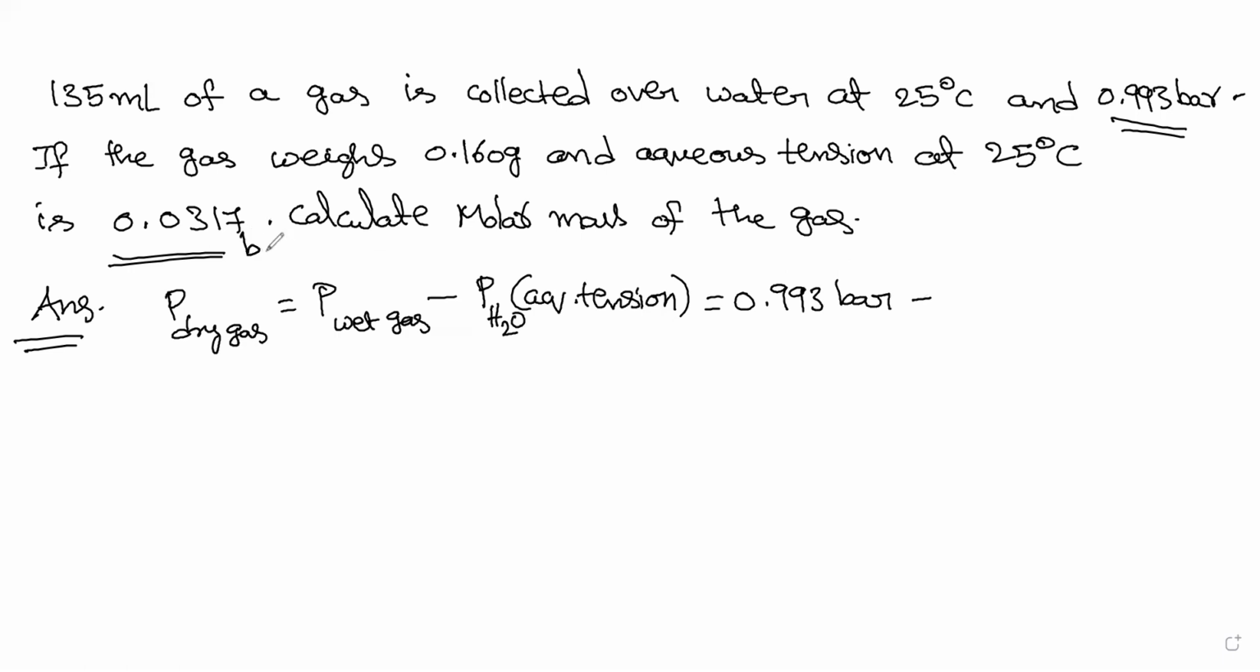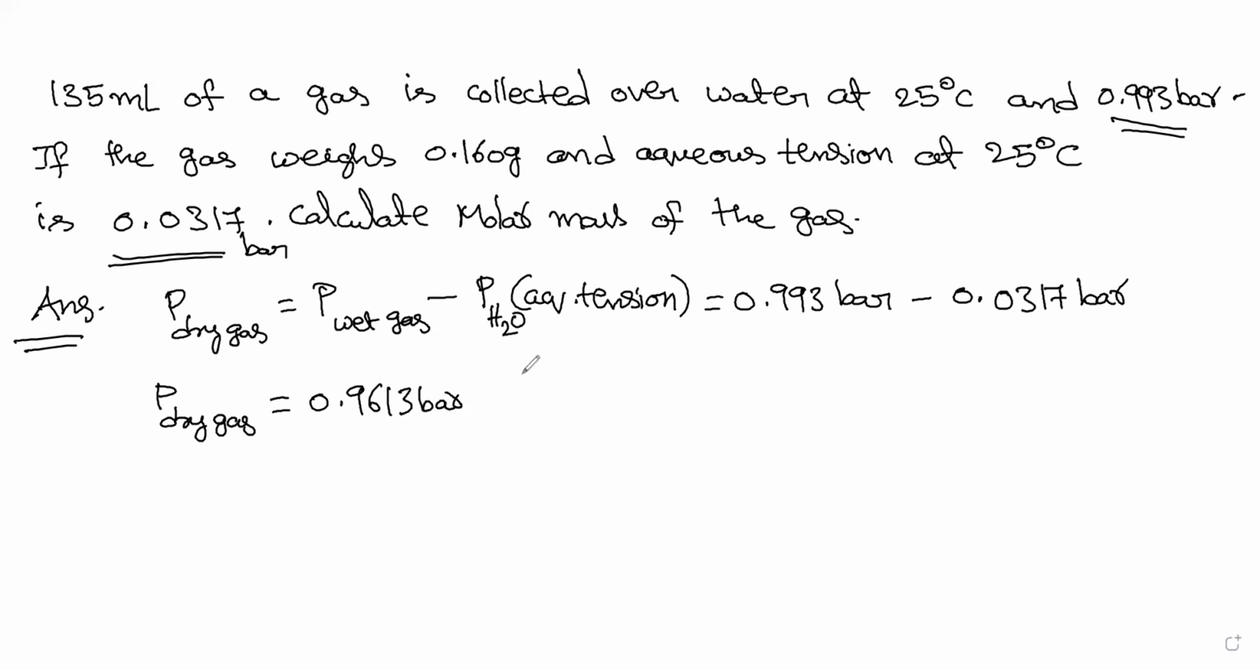This is also given in bar, that is 0.0317 bar. So what is the pressure of the dry gas? That is the actual pressure of the gas. So that happens to be 0.9613 bar. So this is the pressure of the dry gas.